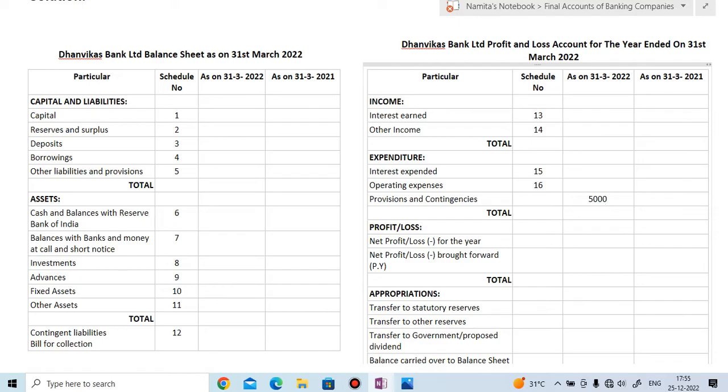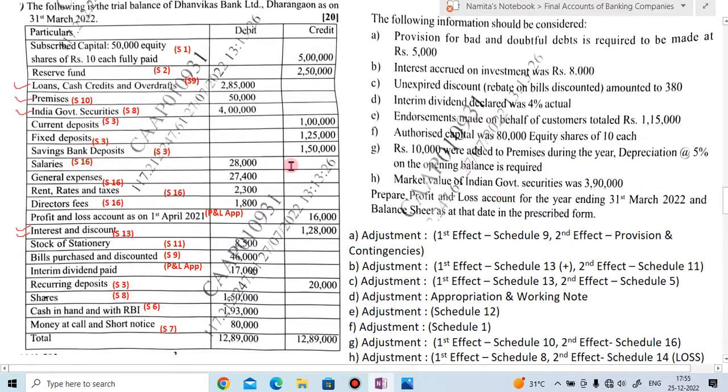And if there are any other provisions and contingency, then add both the numbers and write the final amount. But in this example there are no other provisions and contingencies. That's why only one provision was there regarding bad and doubtful debt. So directly I wrote 5,000 there. Next is what? Premises.